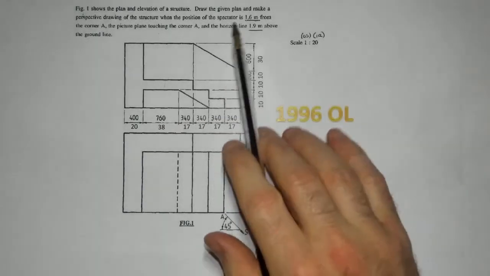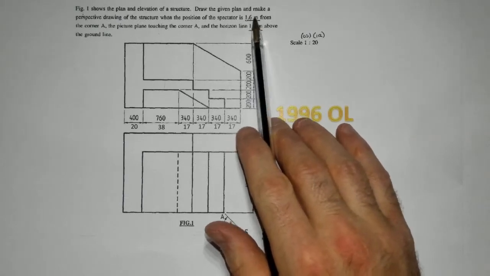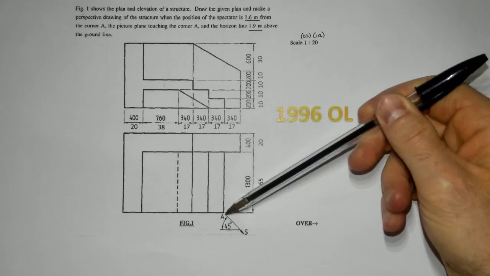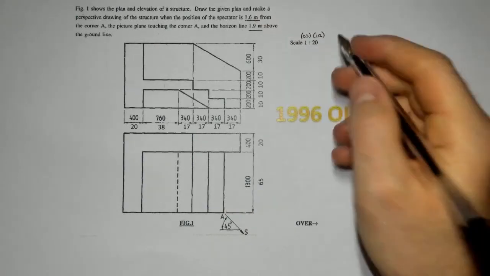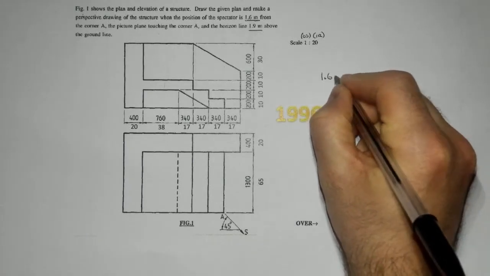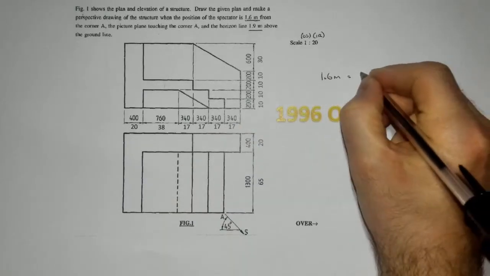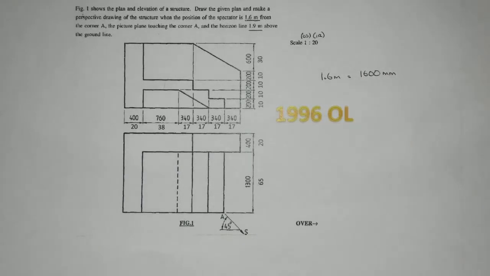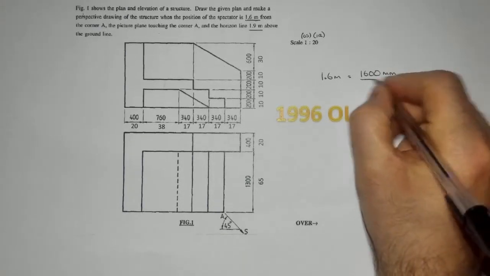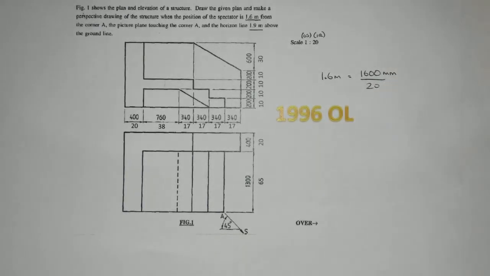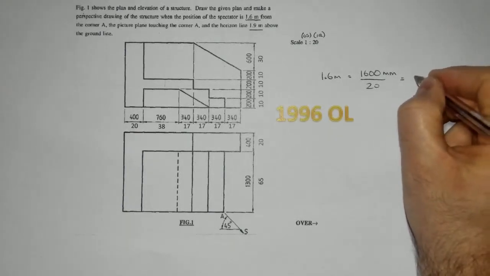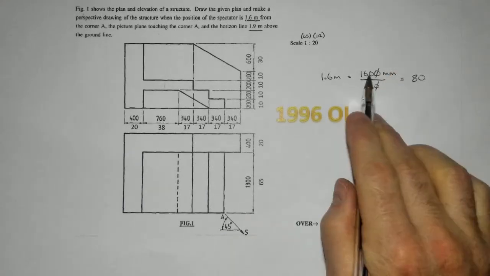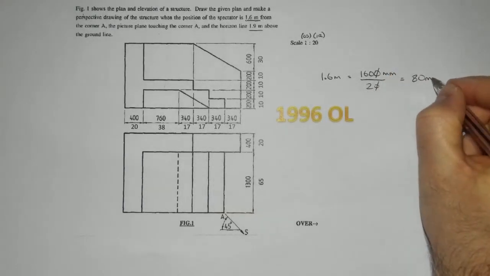Now in relation to the scale, for the spectator view, the spectator is located at a 45-degree angle from corner A, but we have to work out how far that is. So that's 1.6 meters, which is equal to 1,600 millimeters. And if I was to divide that by 20, that will actually work out to be 80 millimeters. If I just take off the 0 and the 0, 160 divided by 2 leaves us 80. So that's how we work out that one.